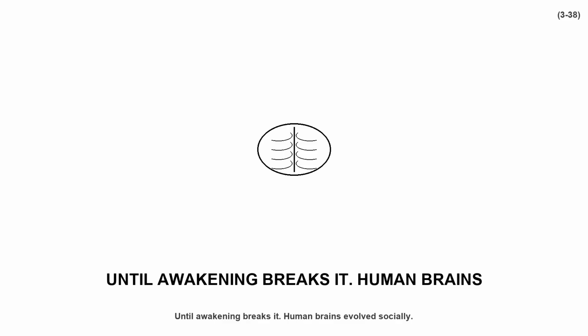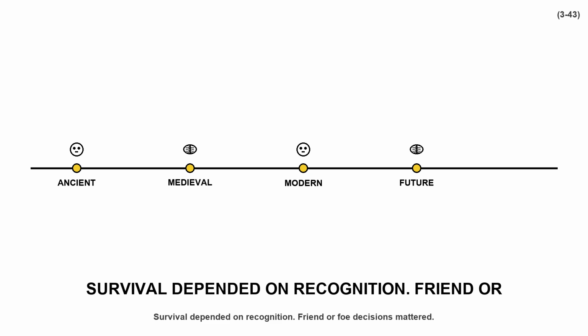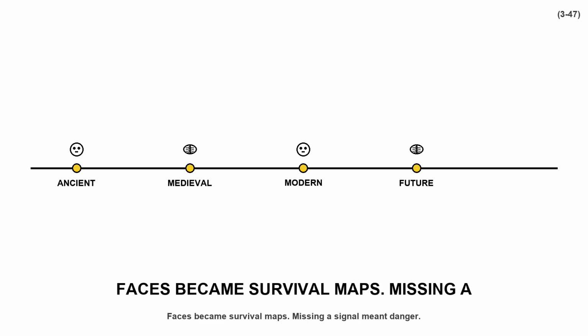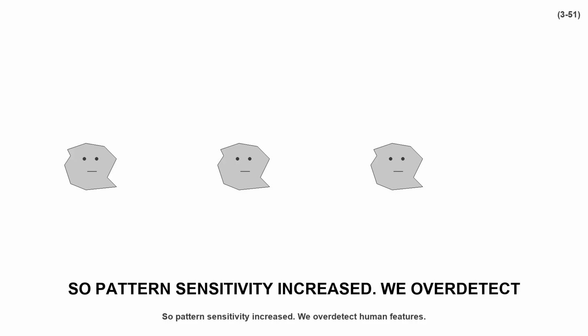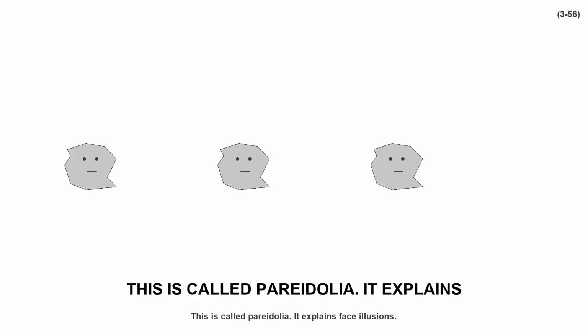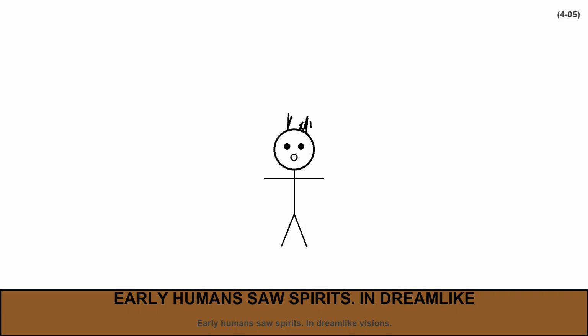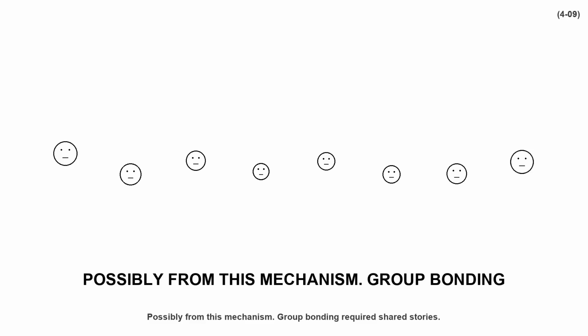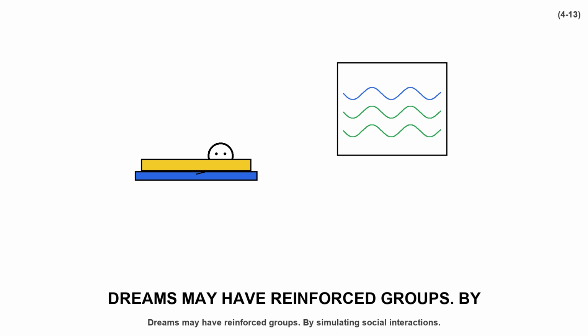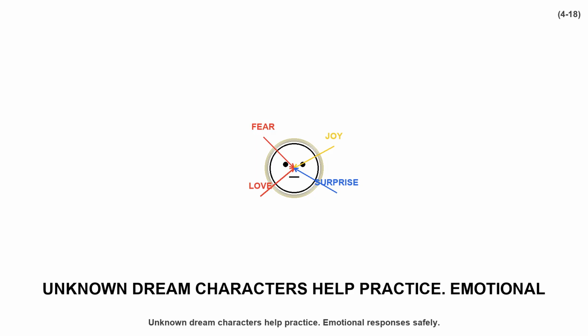Human brains evolved socially. Survival depended on recognition. Friend or foe decisions mattered. Faces became survival maps. Missing a signal meant danger. So pattern sensitivity increased. We overdetect human features. This is called pareidolia. It explains face illusions. In rocks and objects. The same system runs in dreams. Early humans saw spirits. In dreamlike visions. Possibly from this mechanism. Group bonding required shared stories. Dreams may have reinforced groups. By simulating social interactions. Unknown dream characters help practice emotional responses safely.